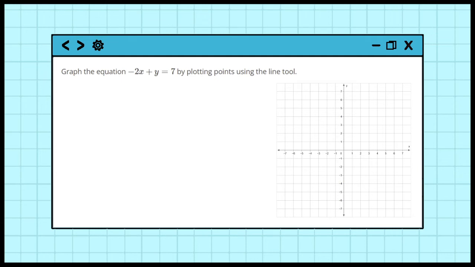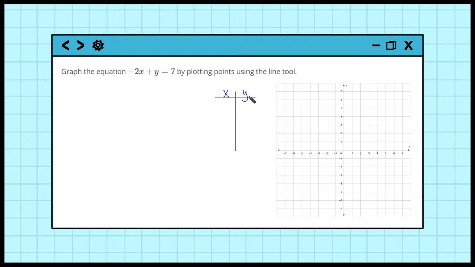In this video, we're going to talk about how to graph the equation negative 2x plus y equals 7 by plotting points. Now, when we say plotting points, we mean essentially creating a t-chart that includes different values that work. So, for example, I might draw a chart that looks like a T, that's why it's called a t-chart. The x coordinate goes on one side and the y coordinate goes on the other.